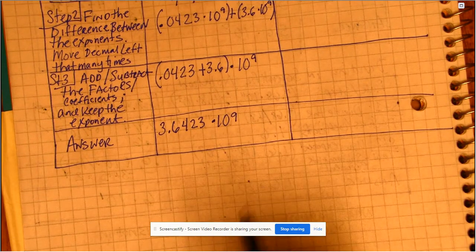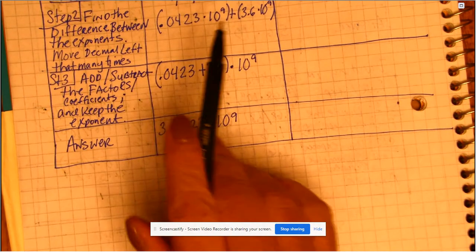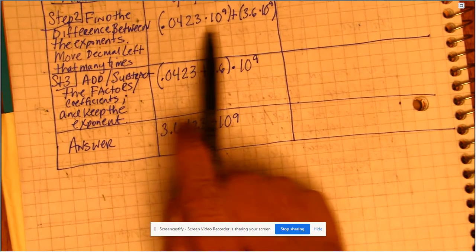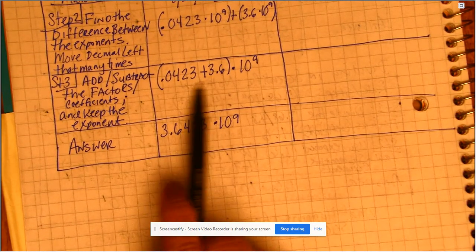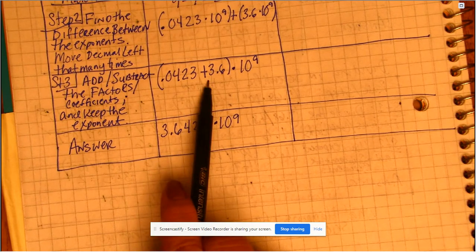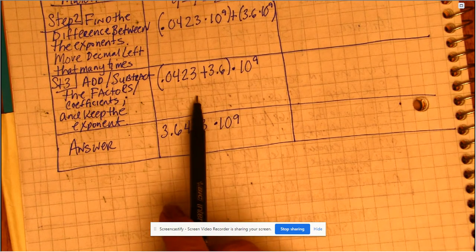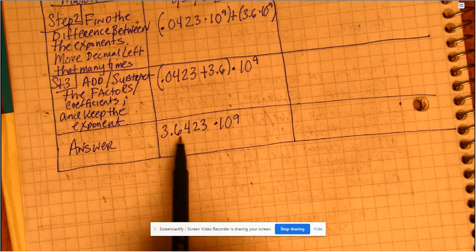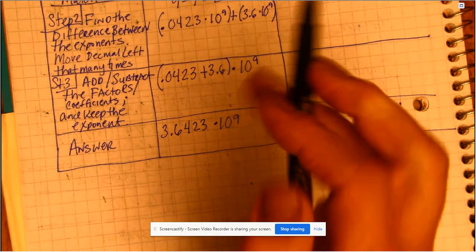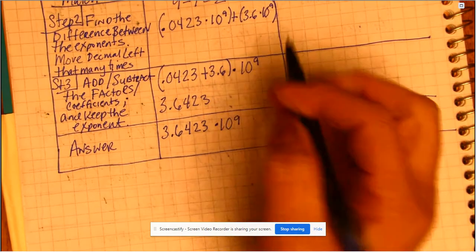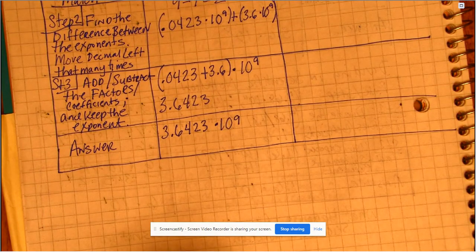Okay. So if you didn't see this, basically I adjusted the exponents here. I just put the coefficients together here because that's what I'm going to add and subtract. I'm going to maintain the common denominator, common exponent that I found. And then I added them together, which gave me 3.6423 times 10 to the 9th. And I can write that in here too if we like looking at that as well.